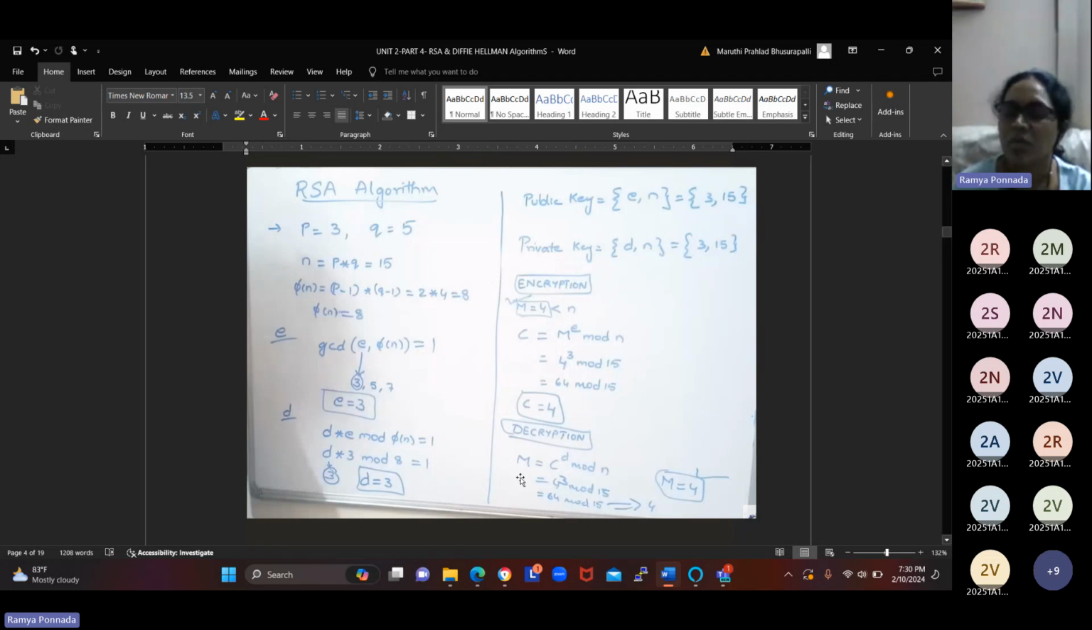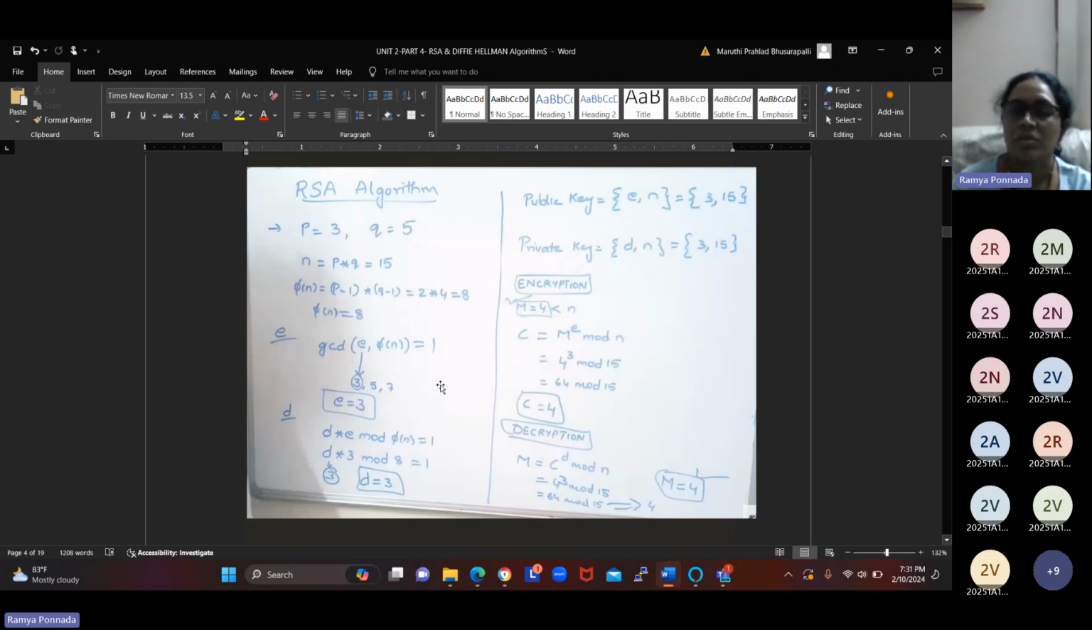Now for decryption. The message M is going to be the plain text. M is C power D mod N. That is 4 cube, where 4 is the ciphertext value, and the D value, from here we have got as 3. So 4 cube mod 15, 64 mod 15. So you have got M equal to 4.